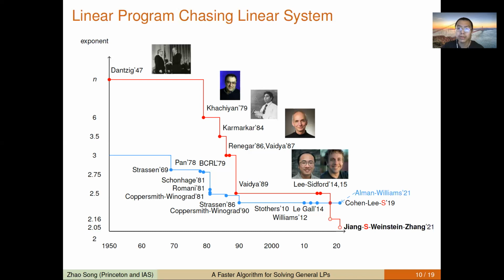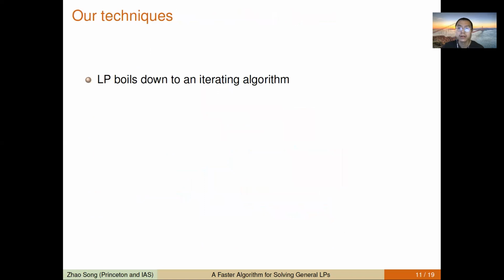Another very remarkable result about matrix multiplication this year is by Alman and Williams. They improved the exponent of matrix multiplication. So in the rest of the talk, I will focus on presenting the high-level idea and techniques of our algorithm.